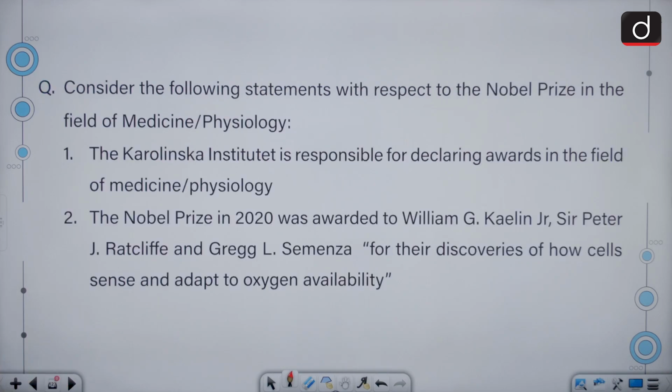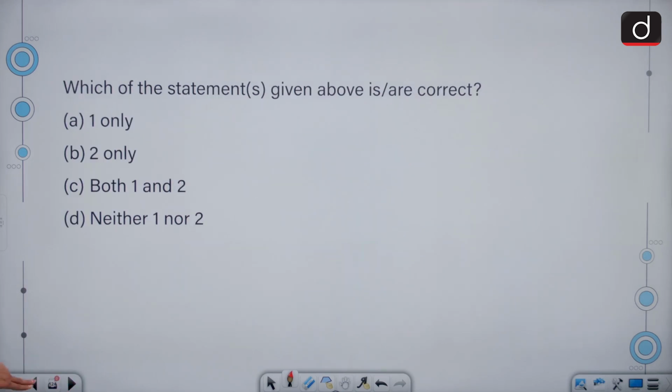Moving on, consider the following statements with respect to the Nobel Prize in the field of medicine or physiology. The Karolinska Institute is responsible for declaring award in the field of medicine or physiology. The Nobel Prize in 2020 was awarded to William J. Kaelin Jr., Sir Peter J. Ratcliffe, and Gregg Semenza for their discovery of how cells sense and adapt to oxygen availability. We have to select the correct statement.